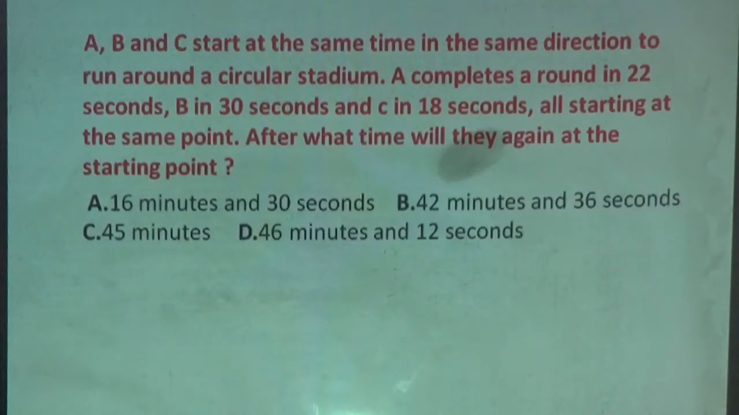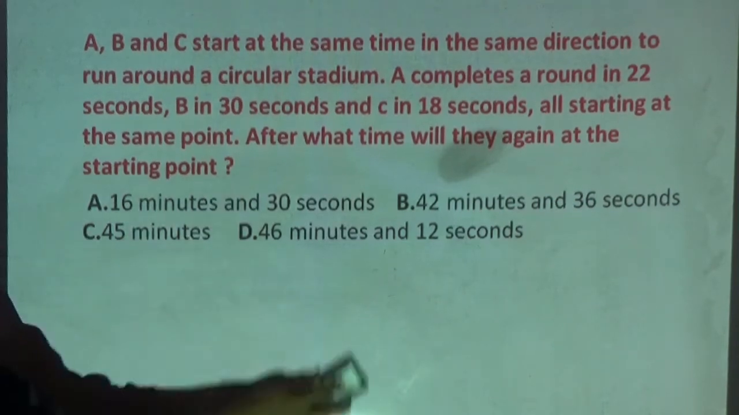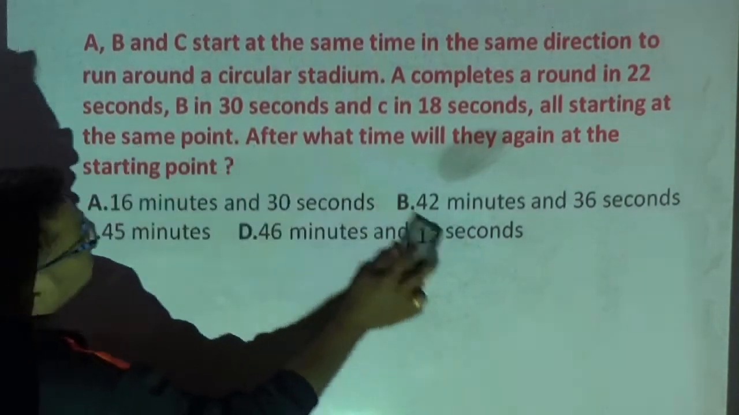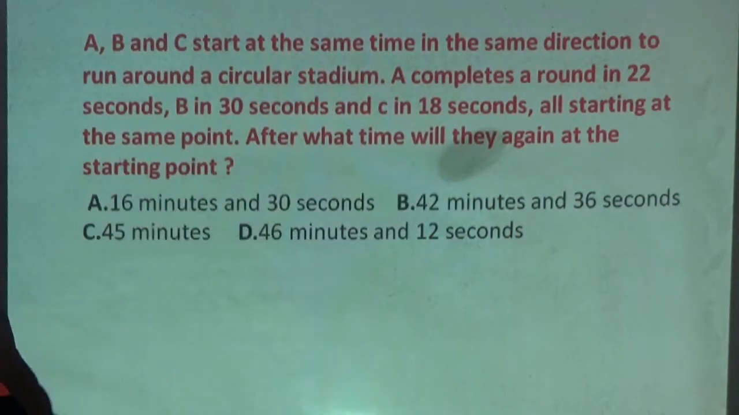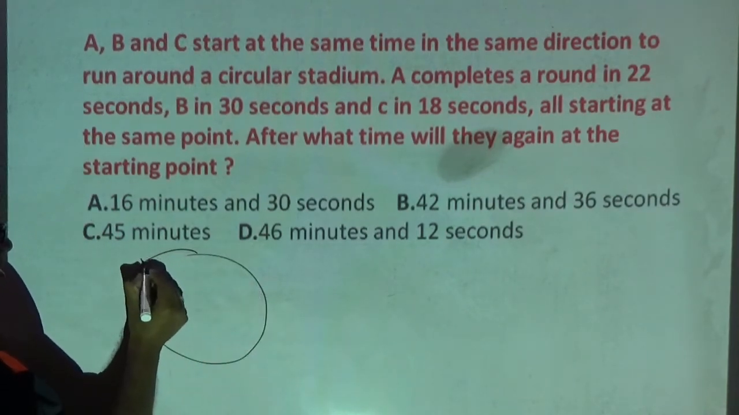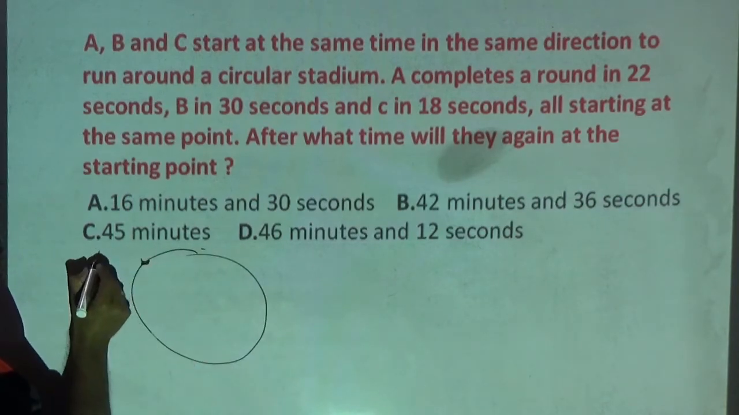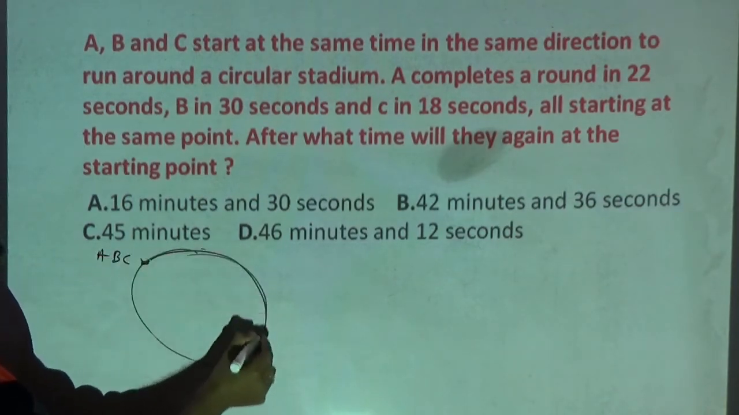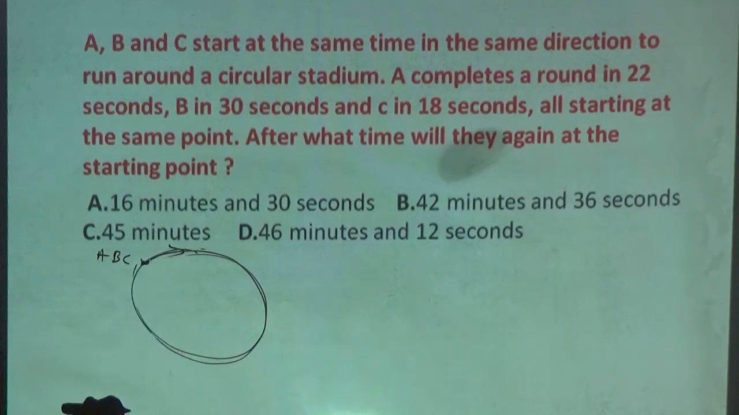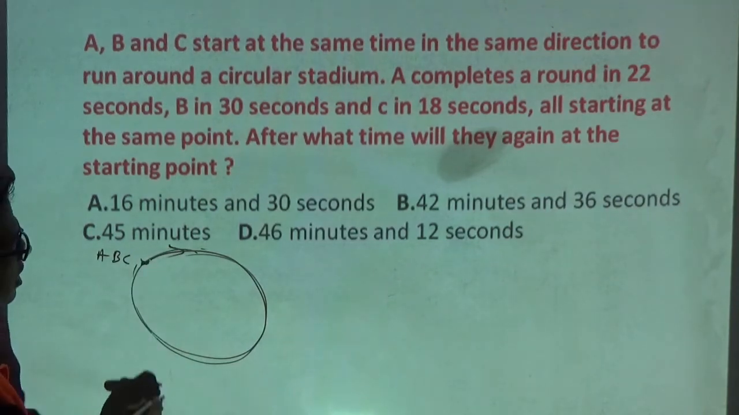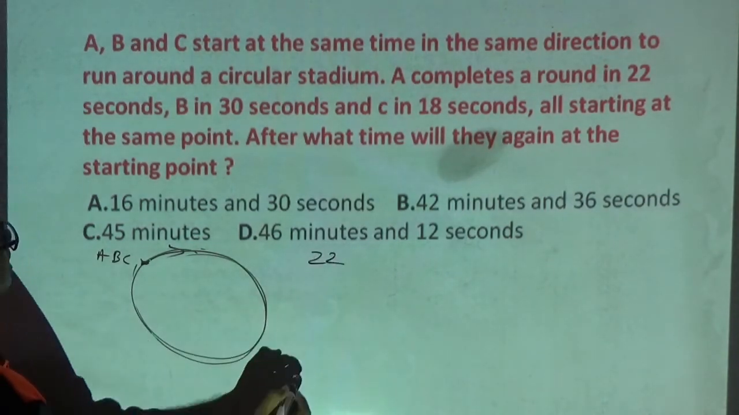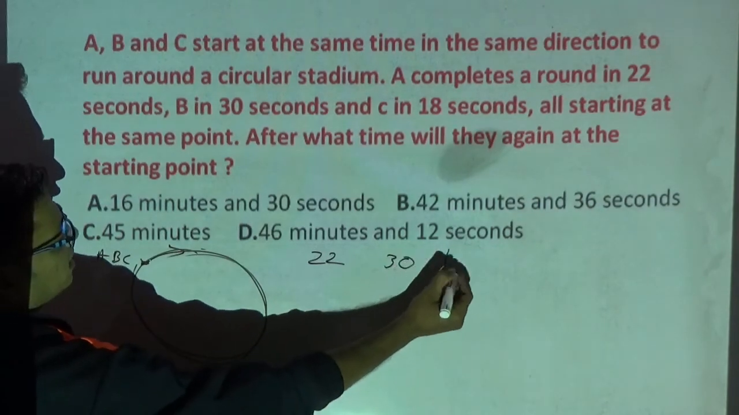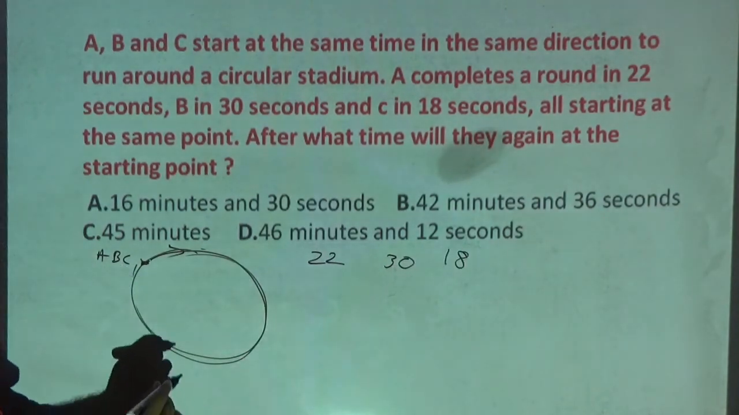Next question. A, B and C start at the same time in the same direction to run around a circular stadium. Okay, there are 3 persons here. From this point they are going to start running. Who are they? A, B, C. They will start running from the same point in the same direction. A completes a round in 22 seconds, B takes 30 seconds and C takes 18 seconds. All start at the same point.